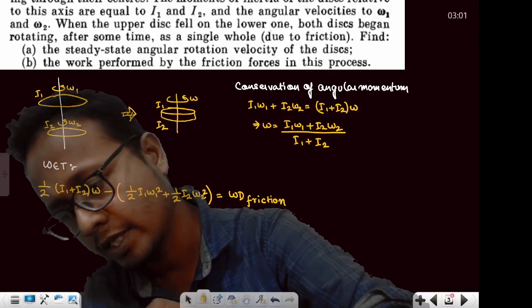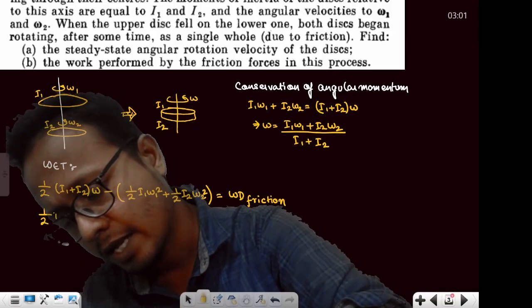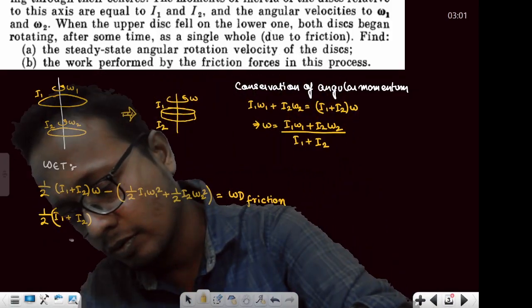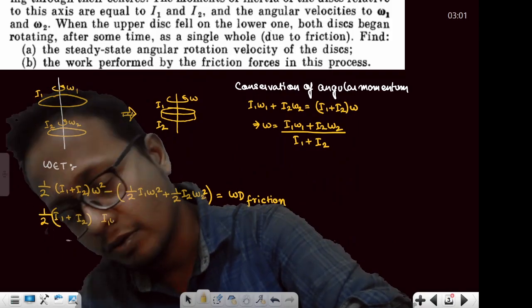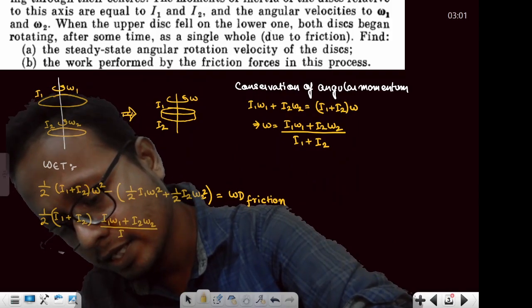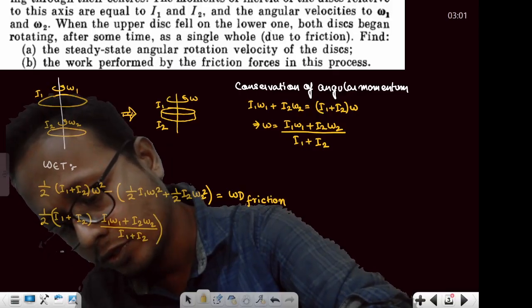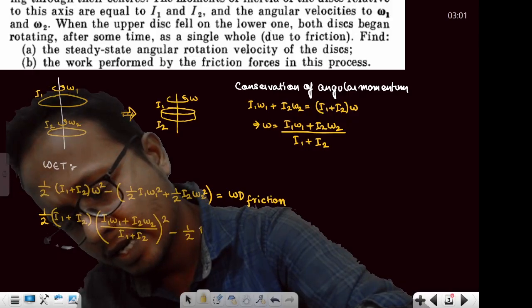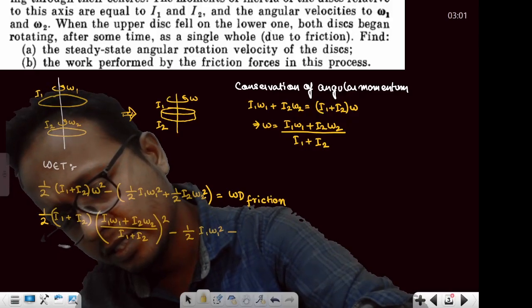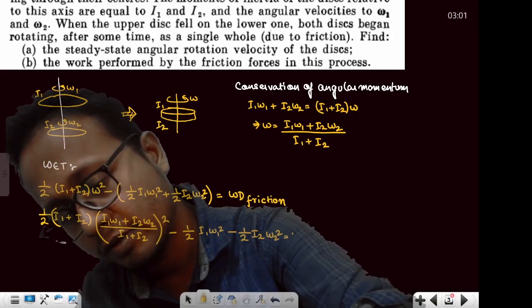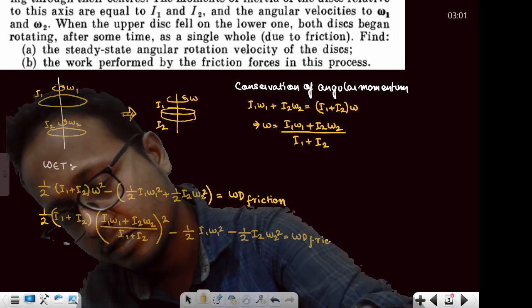So half I1 plus I2 into what is the value of omega? The value of omega is nothing but this term, squared: I1 omega 1 plus I2 omega 2 divided by I1 plus I2, whole square, minus half I1 omega 1 square, and if I open the bracket, minus half I2 omega 2 square, is equal to work done by friction.